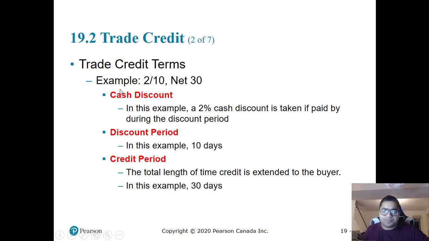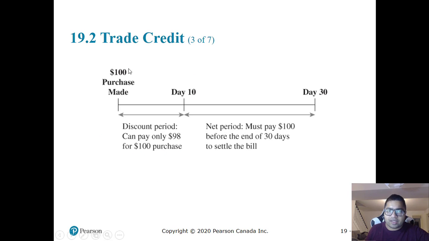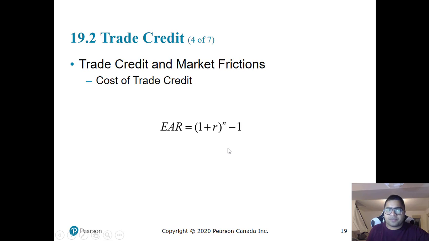So let's go back. A cash discount of 2% is given. In this example, a 2% cash discount is taken if paid during the discount period. The discount period is 10 days and the total credit period is 30 days. So a purchase is made of $100. If you pay within this period, you pay only 98 bucks. If you pay after this, you pay the entire 100 bucks.